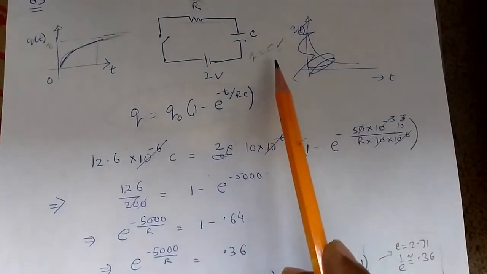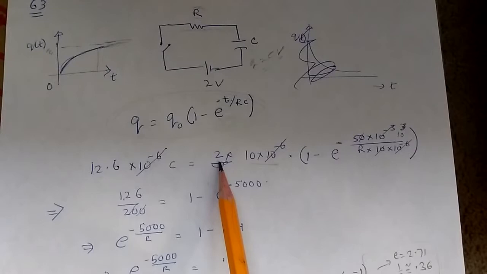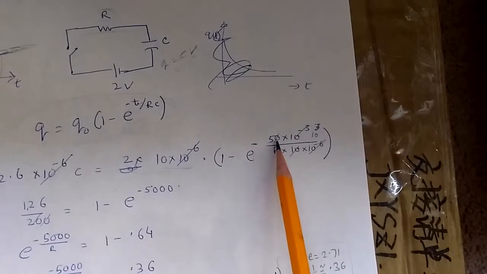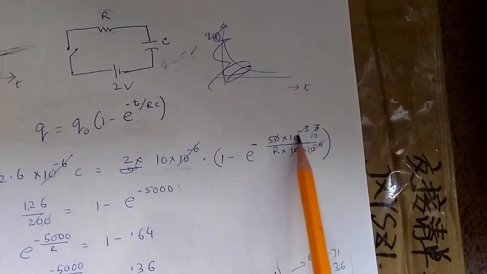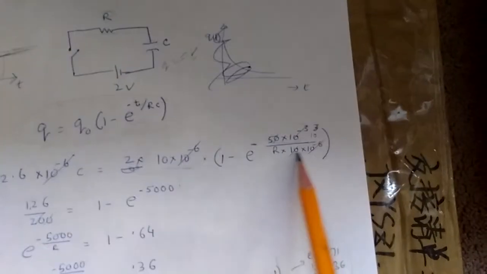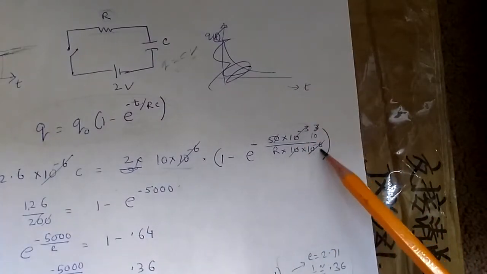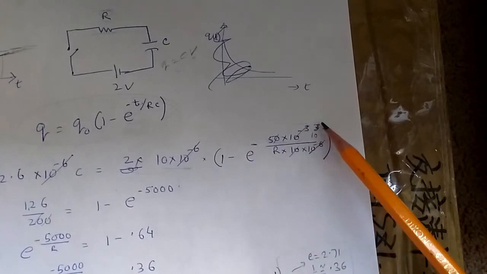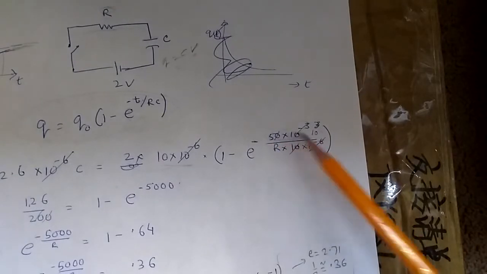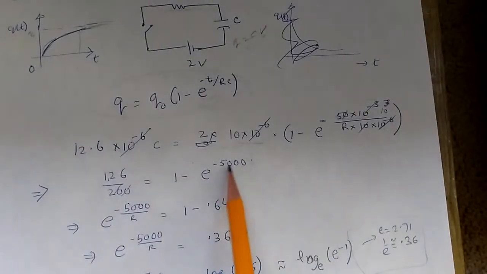Now Q0 is CV, we know. C is 10 microfarad and V is 2 volt. So this is Q0 equal to CV here. And then 1 minus e to the power minus t by RC, where t is given as 60 milliseconds, so it's 60 into 10 to the power minus 3. R needs to be found out, and capacitance is 10 microfarad, 10 to the power minus 6. 10 to the power minus 3 becomes 10 to the power plus 3, and this can also be simplified. This 0 cancels here. 5 into 10 to the power 3 is e to the power minus 5000 divided by, of course, R.